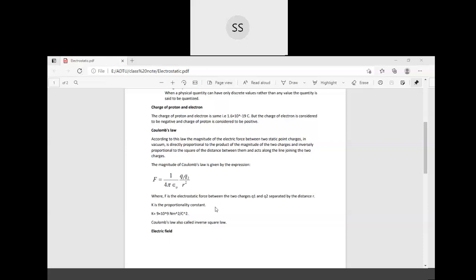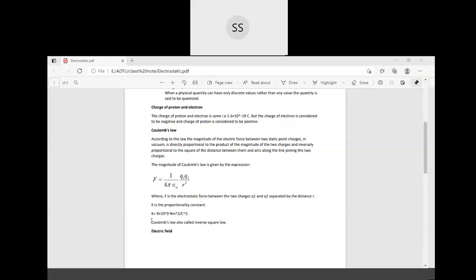So this is the force between two charges Q1 and Q2. The force can be attraction or repulsion depending upon the sign of the charges. If the charges have the same electrical sign, force will be repulsion, and if they have opposite sign, force will be attraction. The name of this force is electrostatic force, and it acts along the straight line between the two charges.